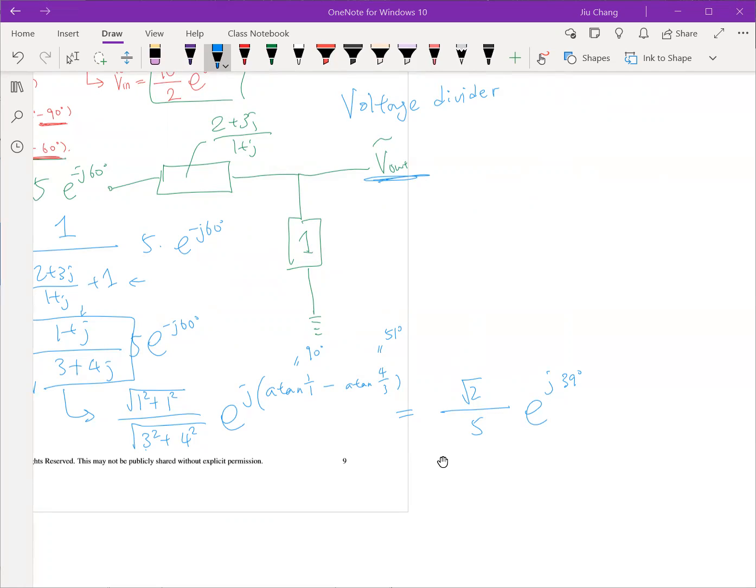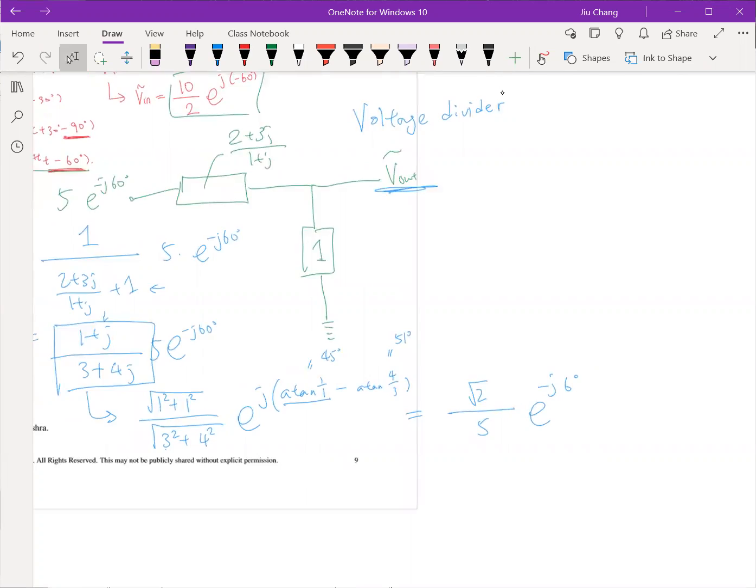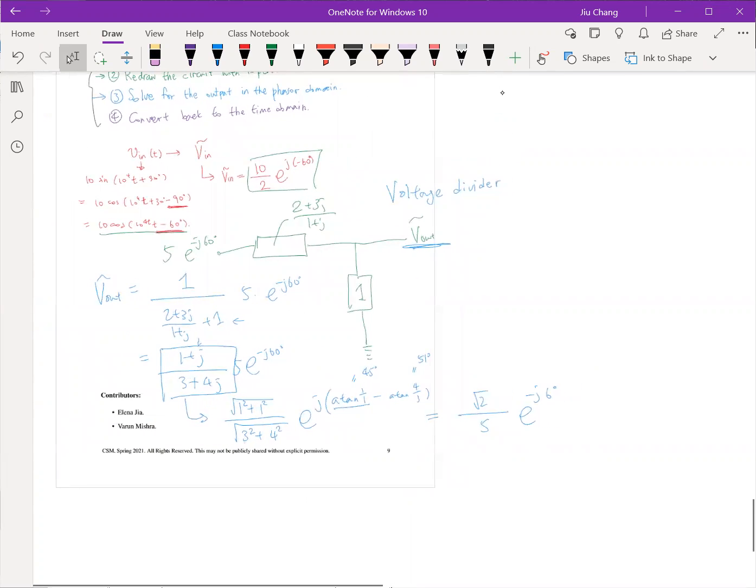Okay, turns out I made a mistake here. Atan 1 is actually 45 degrees. That was dumb. Okay, so this is just -6 degrees. And yeah, that'd be all for the algebra of this part.